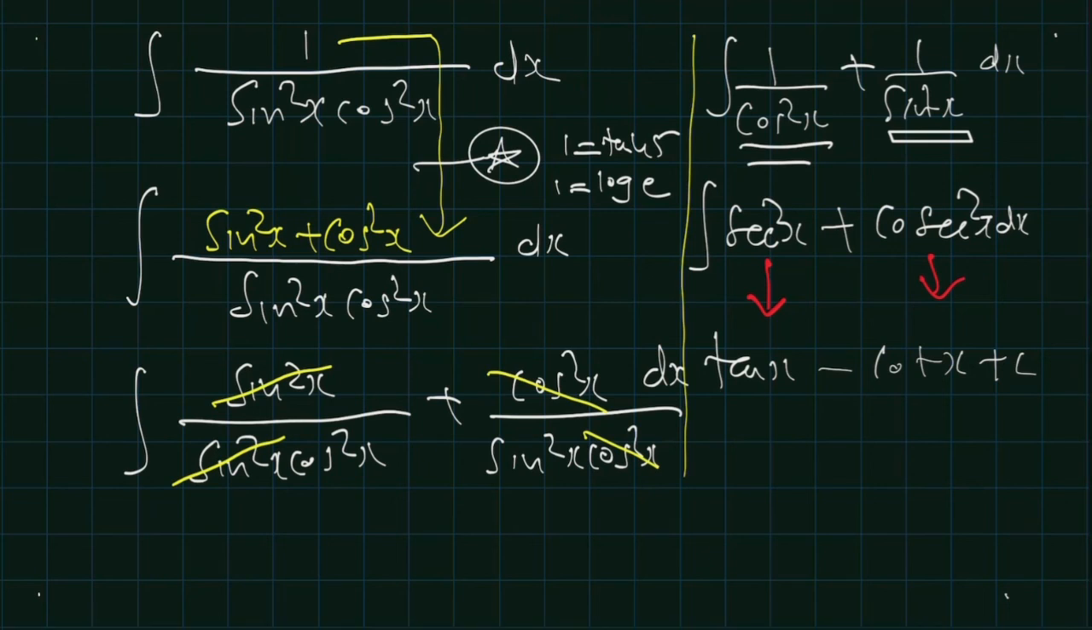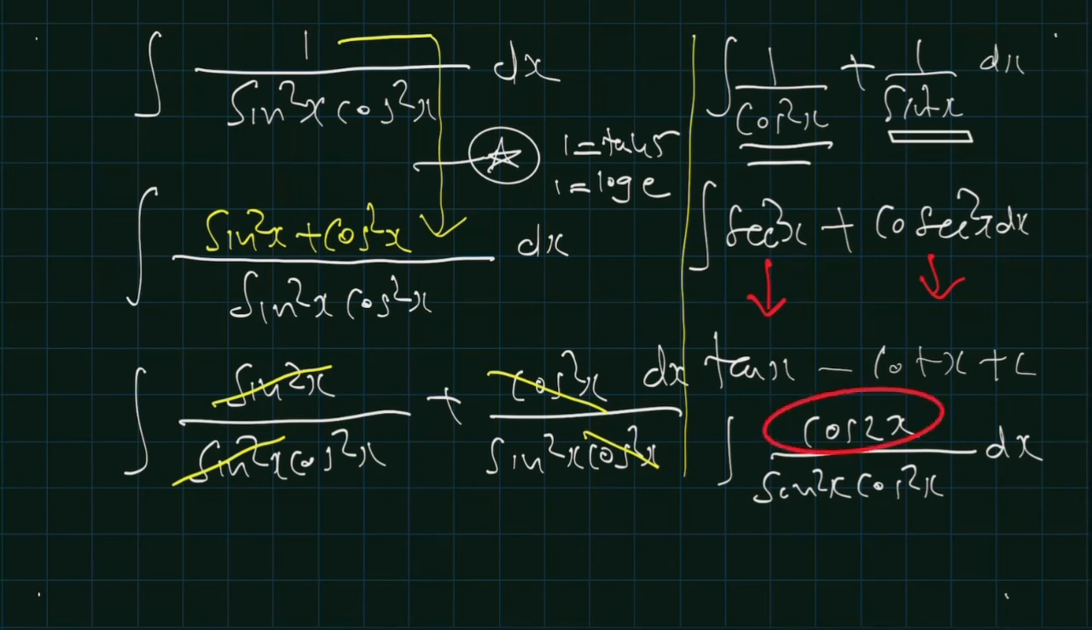Now only one question is left, question number 10, which is integration of cos 2x upon sine square x cos square x. If I have to give you a hint, think what you can write in the place of cos 2x, and you can solve this question easily.